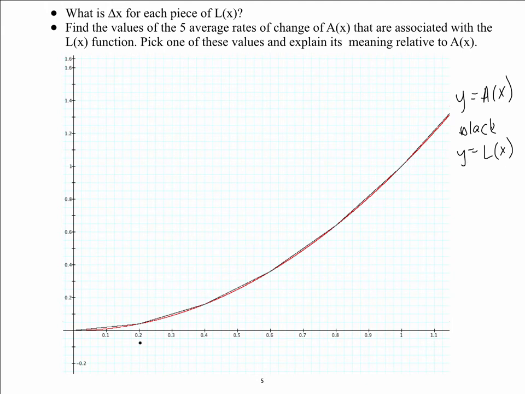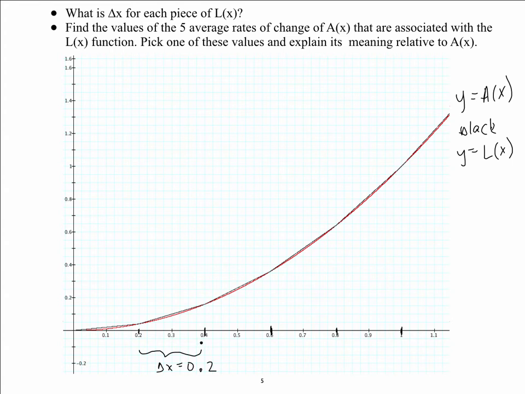For L of x, were you able to see the pieces? Where did the pieces fall? So from 0 to 0.2 was one interval, and then from 0.2 to 0.4 was another, from 0.4 to 0.6, 0.6 to 0.8, and then 0.8 to 1. So delta x for each of these is 0.2, right?